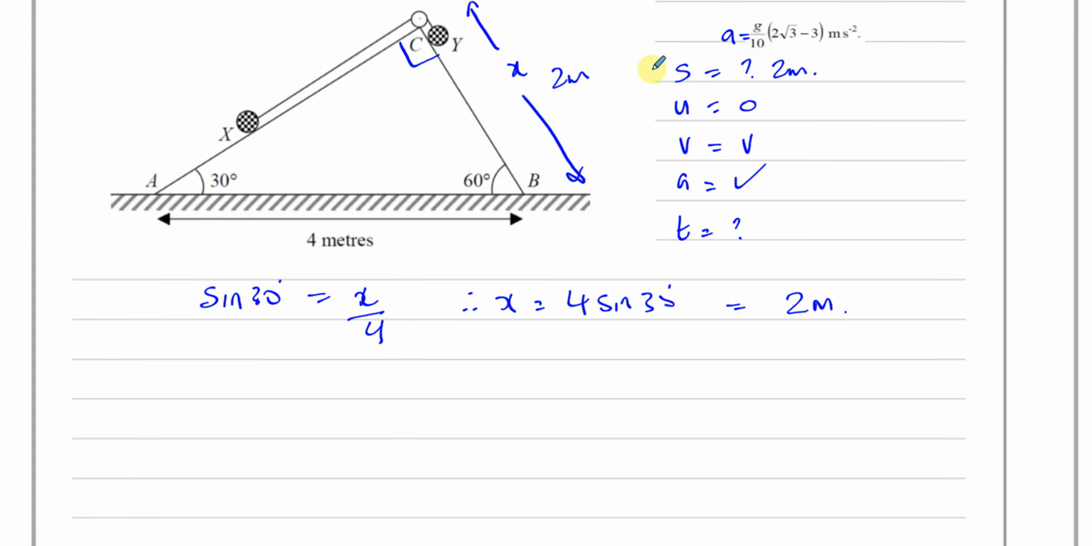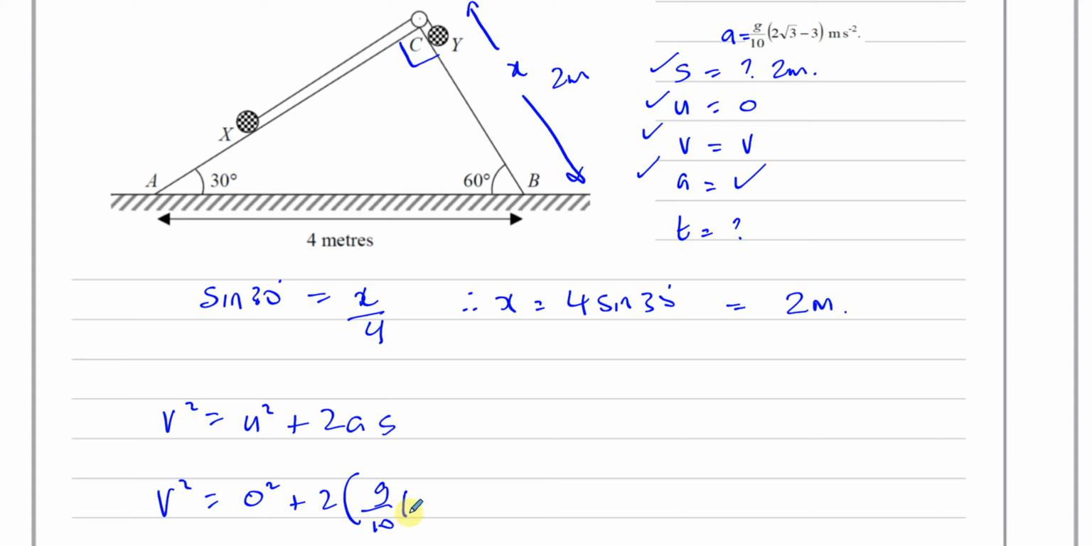We've got to use s and u and v and a. v squared equals u squared plus 2as, it seems. So we want to find what v is. So v squared is equal to 0 squared plus 2 times a. Now acceleration is g over 10 times (2 root 3 minus 3), times s, which is 2 meters.